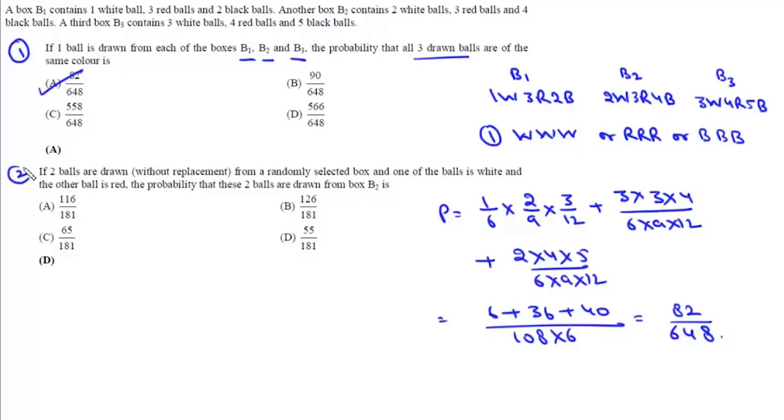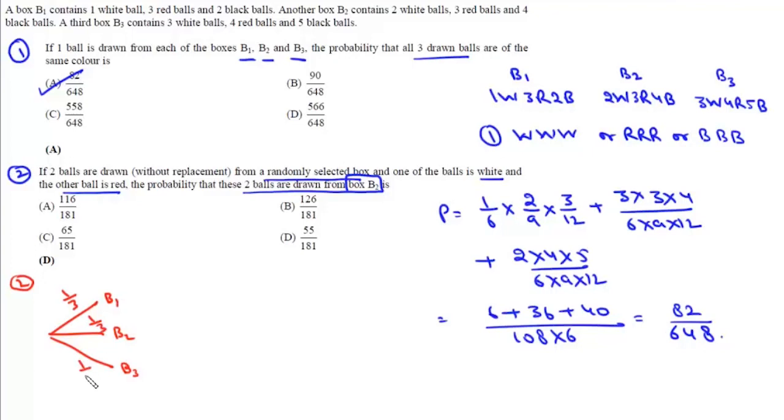Now the second question is, 2 balls are drawn without replacement from a randomly selected box, and one of the ball is white and the other ball is red. The probability that these 2 balls are drawn from box B2. Now this is a Bayes theorem question. Now these 2 balls, they may be from box B1 or B2 or B3. Now the probability of choosing any one box is 1 by 3, 1 by 3 and 1 by 3.